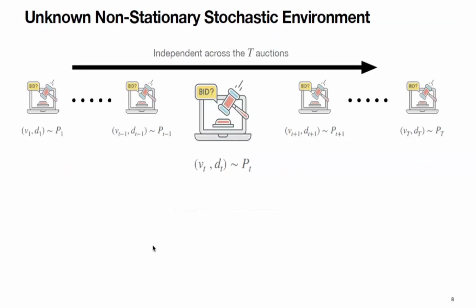Okay, so more formally, what is the environment in which we are operating? This is an unknown non-stationary stochastic environment, meaning that the quantities of interest in every auction, which are my own value V and the competitors' second highest bid D, are drawn from some distributions, but these distributions are not identical over time.